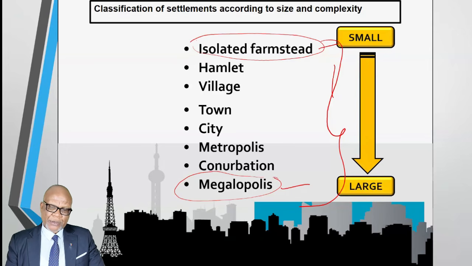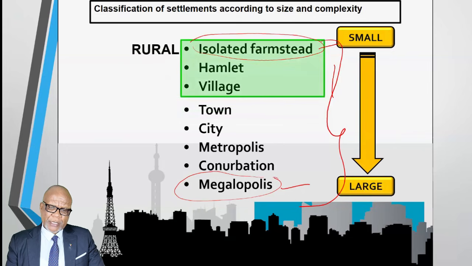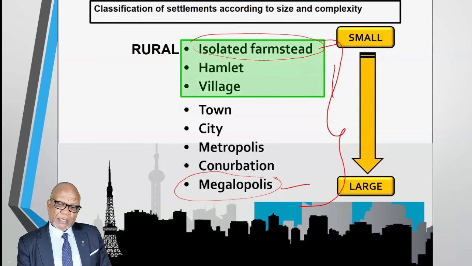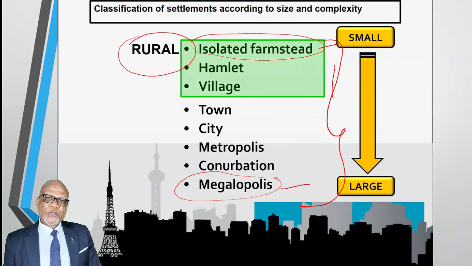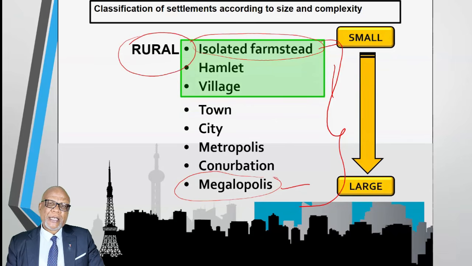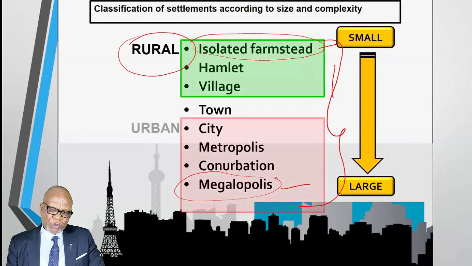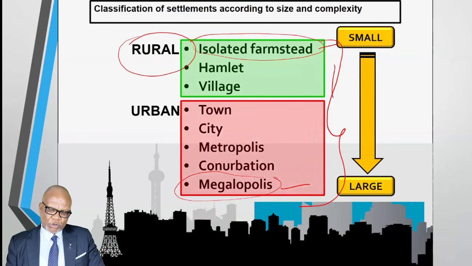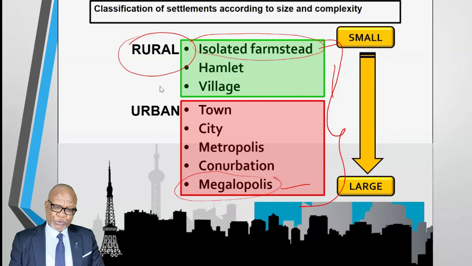And as you look at them, you can further classify them and say the three smallest forms of settlement, which are isolated farmstead, hamlet, village. These are considered to be rural. But once you say a settlement is rural, you must know you are classifying that particular settlement in terms of its function. And when you're looking at settlements from town to megalopolis, these are settlements which are considered to be urban.